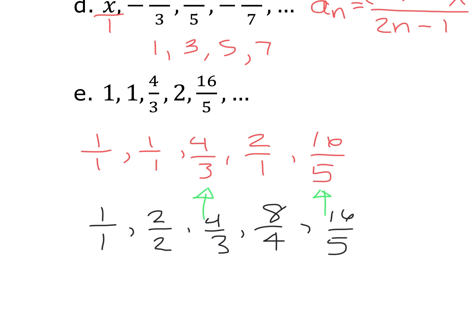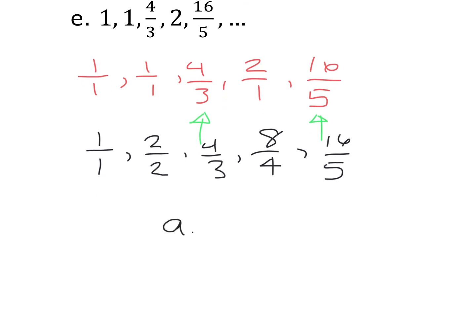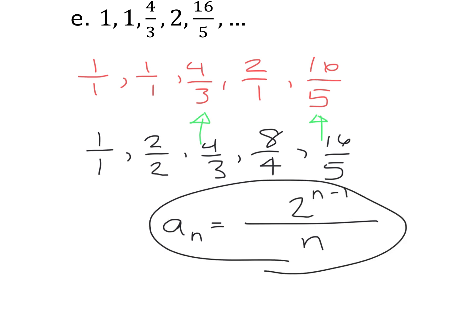Now what this is going to do is allow me to focus in on the numerator and the denominator separately. So a sub n is equal to, well, let's look at the denominator. I have 1, 2, 3, 4, 5. Fifth term is 5. Fourth term is 4. Third term is 3. Second term is 2. First term is 1 in the denominator. So that's just n. That is lovely. Now the numerator, we've already seen it a couple of times. It's 1, 2, 4, 8, 16. So we know this is going to be 2 to the n minus 1. And that is that one.